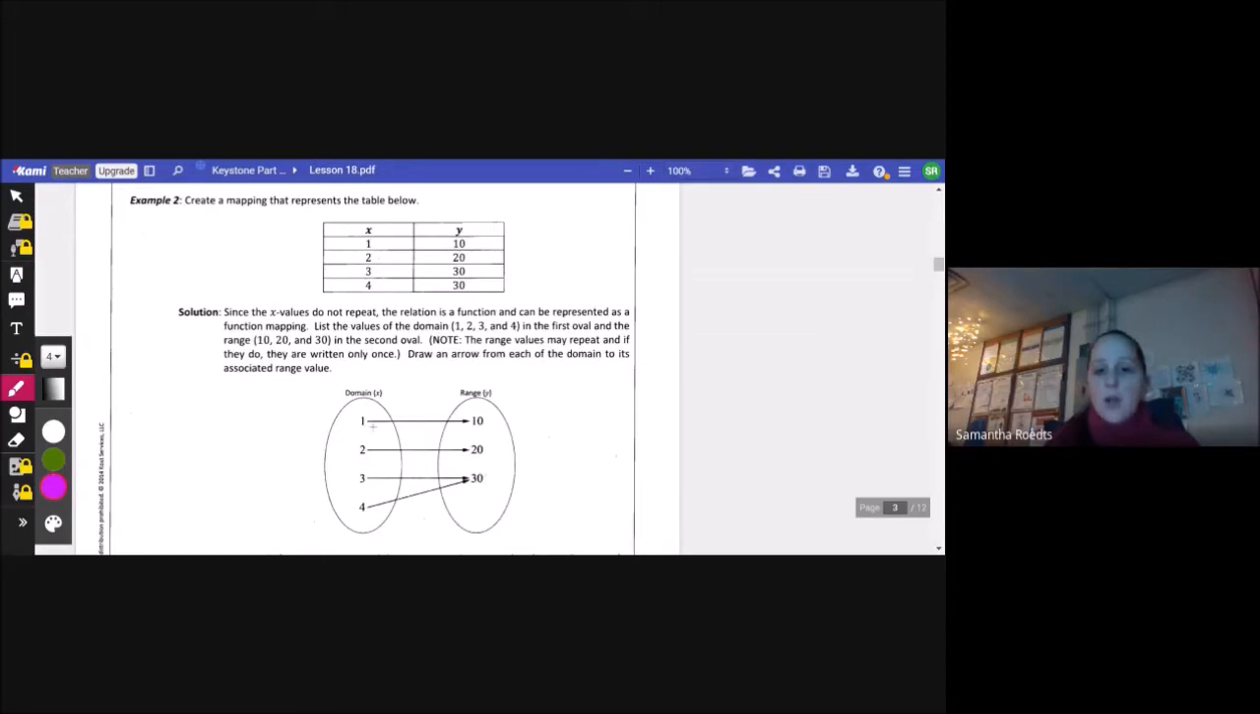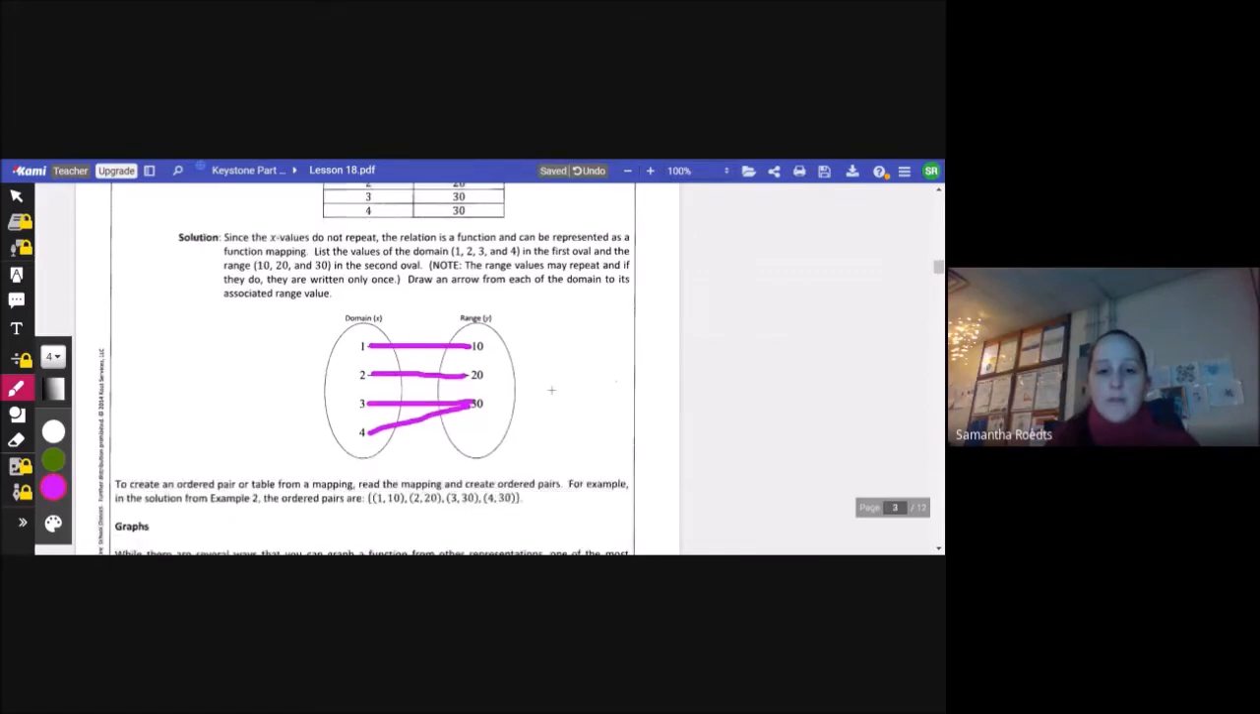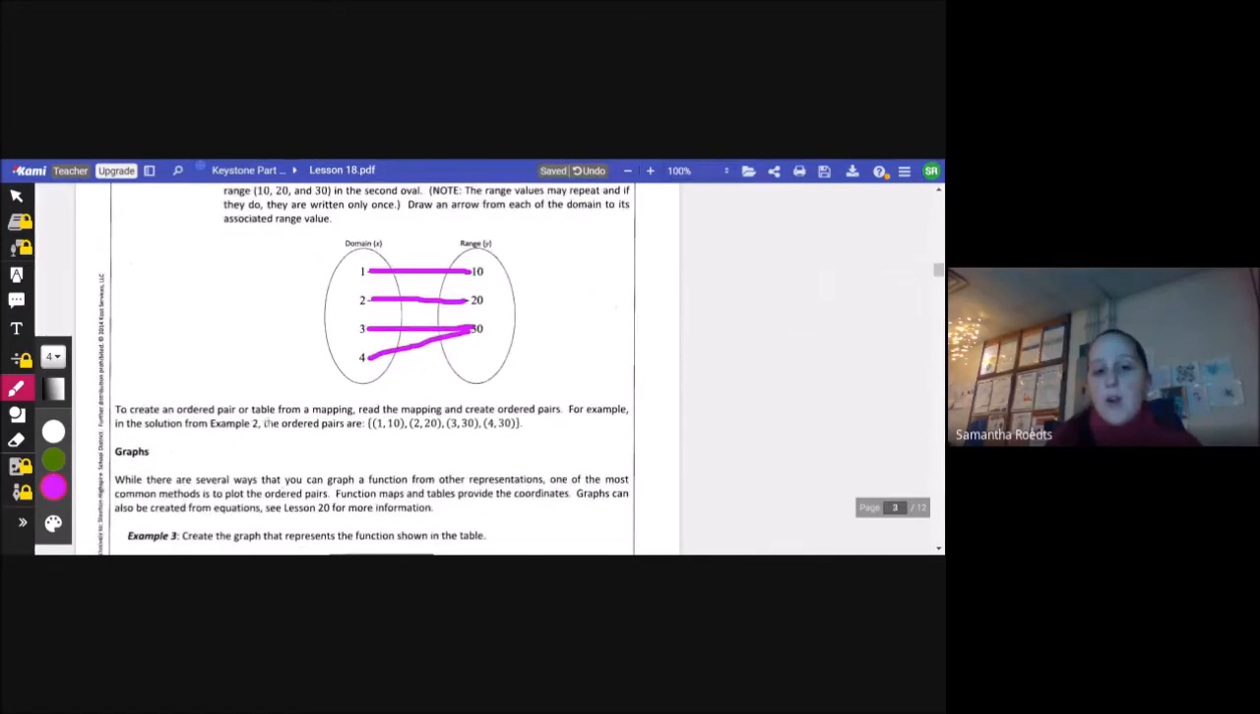Okay, so 1 goes to 10, 2 goes to 20, 3 goes to 30, and so does 4. So draw an arrow for each of the domain values to its associated range value. To create an ordered pair or table from a mapping, read the mapping and create ordered pairs. So for example, in the solution from example 2, the ordered pairs are (1, 10), (2, 20), (3, 30), and (4, 30).